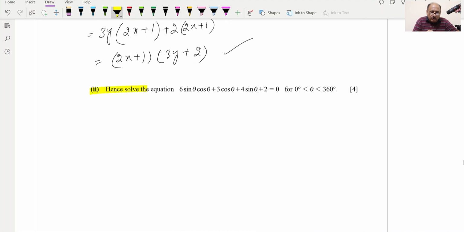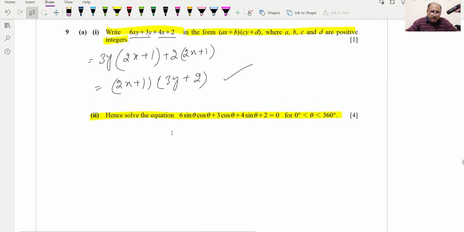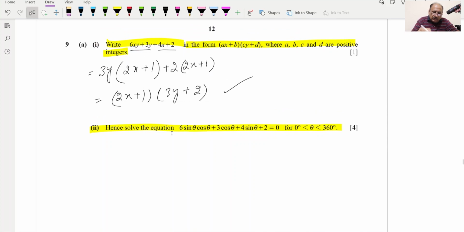Hence solve the equation, this one, from 0 to 360. This is a 4-mark question. So basically these are x and y values. If we compare this expression with this one, this is the x value, this is the y value, and again this is the x value, this is the y value. So we can even write this as x and y values.